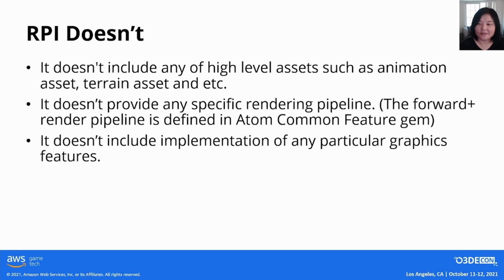There are a few things to clarify about what RPI doesn't do. It doesn't include any of the high-level assets, such as the animation asset, terrain asset, etc. It doesn't provide any specific rendering pipeline. The forward plus render pipeline is defined in the Atom Common Feature Gem. It doesn't include any implementation for particular graphics features.